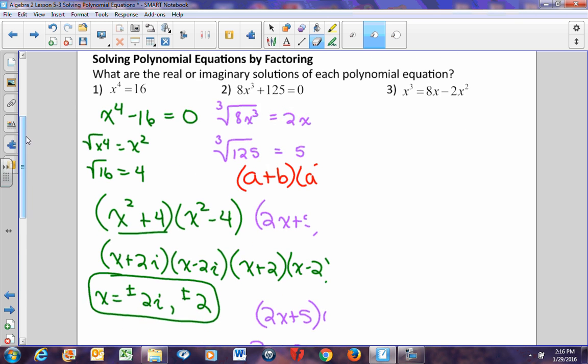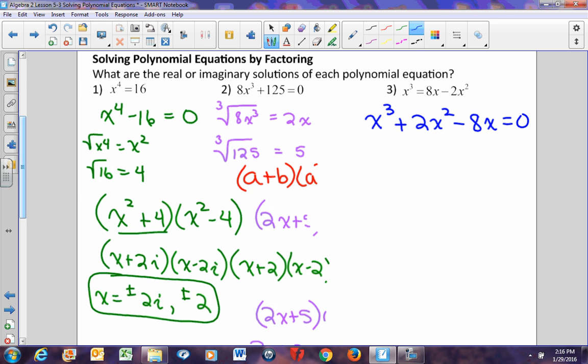x cubed equals 8x minus 2x squared. So let's move everything to one side. So we're going to have x cubed plus 2x squared minus 8x equals 0. Look for greatest common factor, which happens to be x. So now I have x times (x squared plus 2x minus 8) equals 0. Let's see if this will factor. I need a product of negative 8 and a sum of 2. That would be 4 and negative 2.